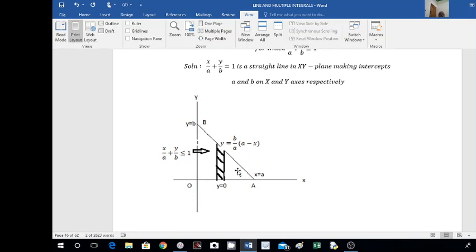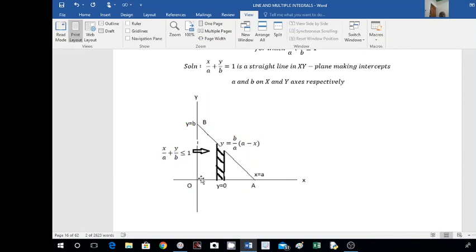On this line, we get x/a + y/b = 1. We have to integrate in this region here. This is the region of integration. If the region is given here, then we have to take a strip parallel to the y-axis or parallel to the x-axis. So here I have taken it parallel to the y-axis.